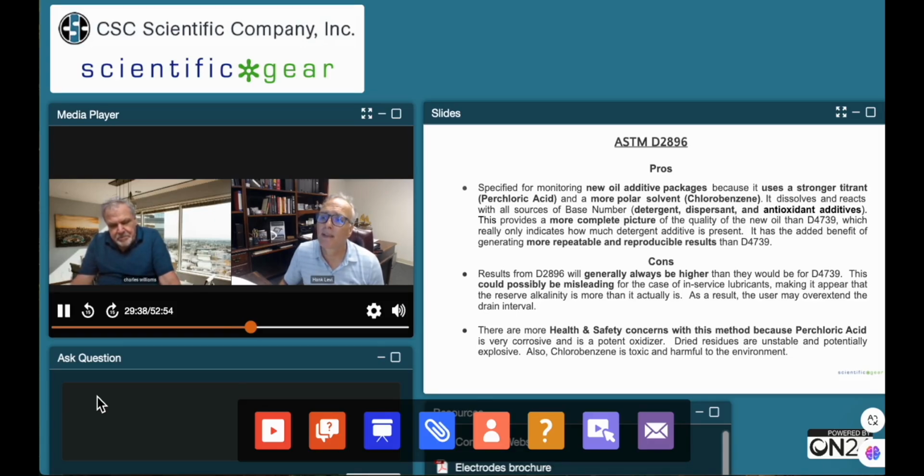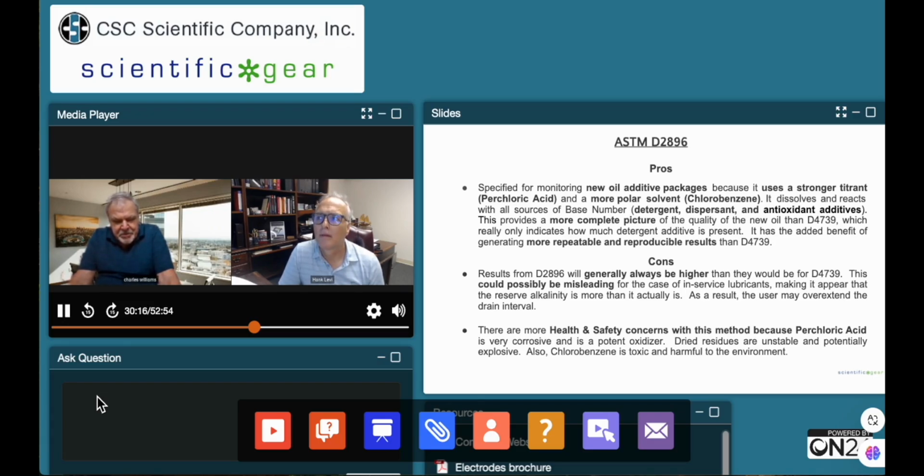Some of the cons. And I don't really understand why it's always going to be higher, but is that because it's seeing everything, Charlie? Is that why it's going to be higher? It's thorough. It's a stronger acid, and it's a stronger solvent. It's going to break more bonds. Okay. And they'll usually use the 2896 for setting the specification. So that's the test you'd run to set the spec, and the test you'd run on new oils.